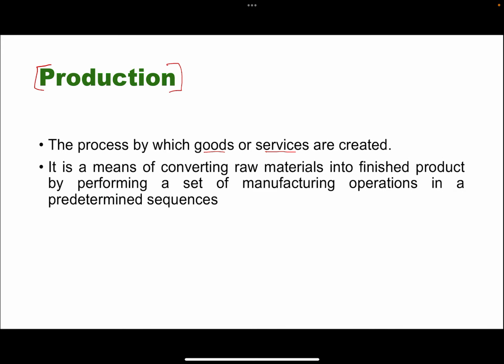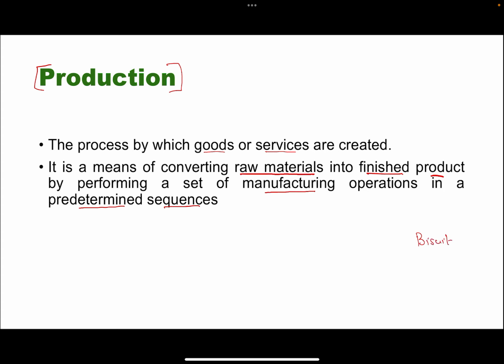In order to understand production planning and control, first we need to understand what exactly production is. Production is defined as the process by which goods or services are created. That means it's a process of converting raw materials into a finished product by performing a set of manufacturing operations in a predetermined sequence. For example, consider the product biscuit.